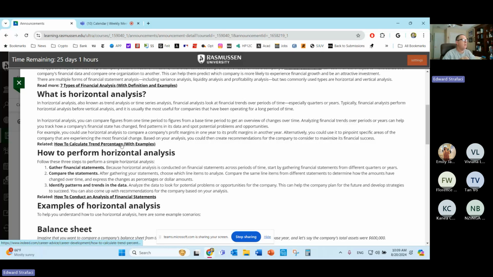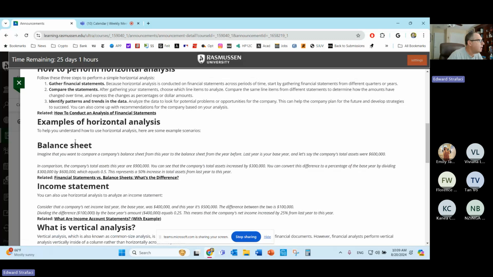So whenever you think of horizontal, think about that. We're looking at the same numbers over a period of time. That's really what horizontal analysis is. We're looking at ratios and numbers over a long period of time, so we can compare how a company does over time, as opposed to vertical analysis.